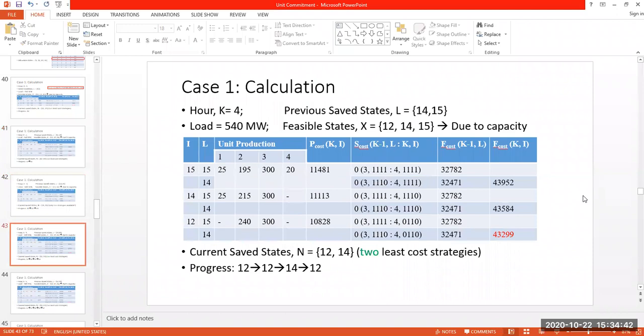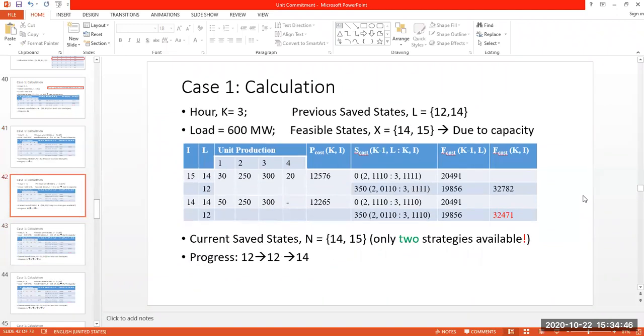Okay, so we were in which hour? We finished hour 3, right? So at hour number 3, we found that we have to switch from state 12 because state 12 is no more a feasible state. So among state 14 and 15, these 2 feasible states, my choice is with the minimum of these 2 options, which is state 14. So the transition progresses as 12, 12, and 14, and I am saving these 2 available strategies, 14 and 15.